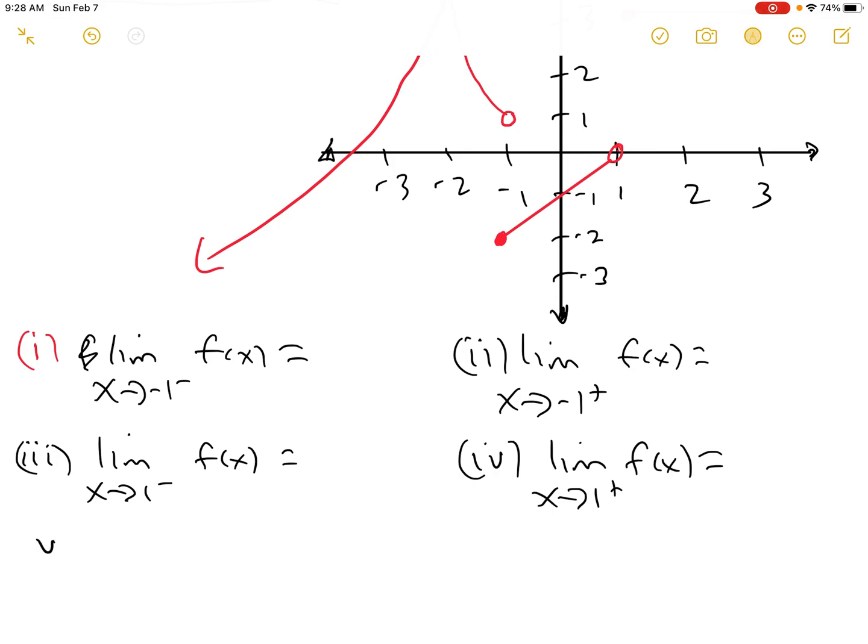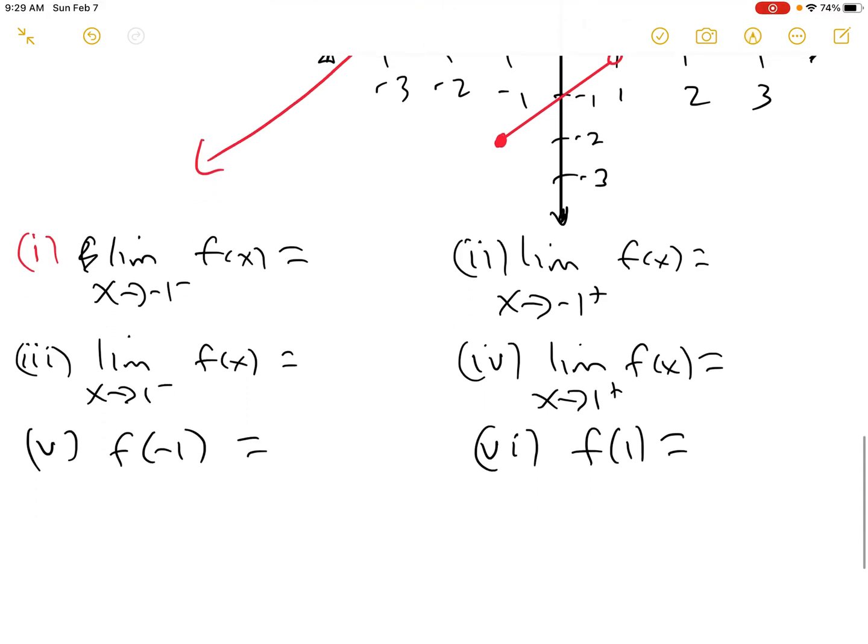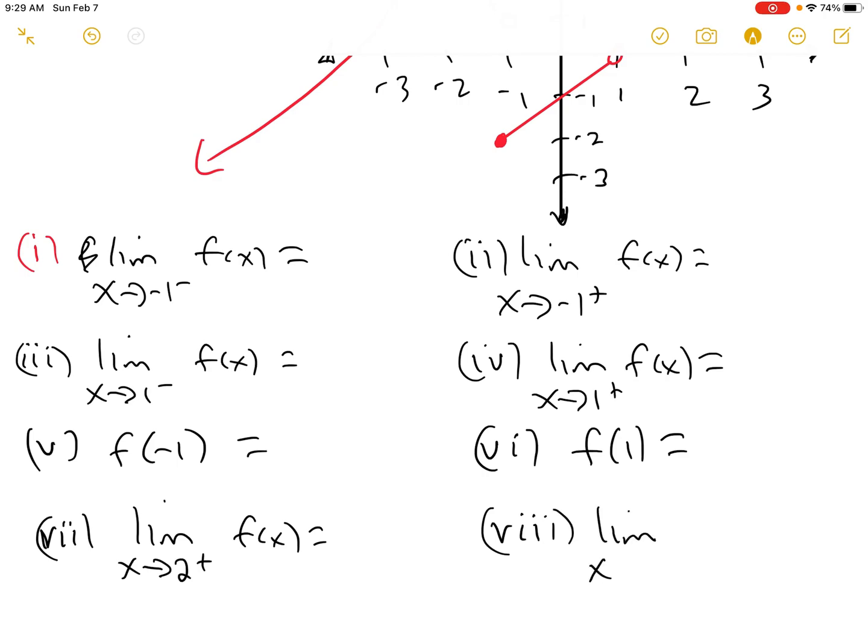There's 4, so 5. What is f of -1? And 6, what's f of 1? And 7, what's the limit as x approaches 2 from the right of f of x? And 8, what's the limit as x approaches 2 from the left of f of x? Okay, so find these 8 and then check them with my answers here.